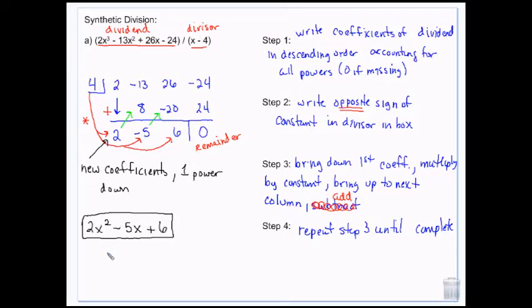So I take these numbers, and these are my new coefficients. So 2, negative 5, and then 6 is my constant. And like I said, we're 1 power down. So we started at 3. We're now at 2.